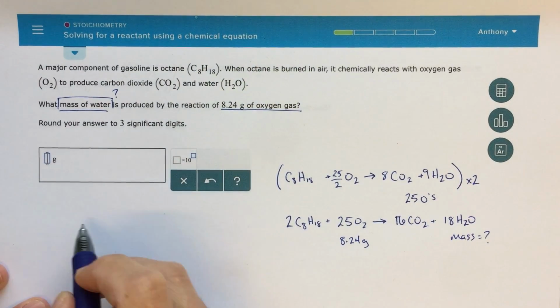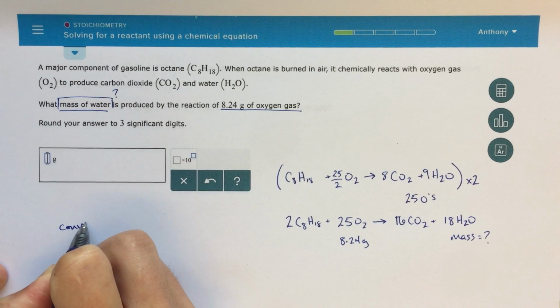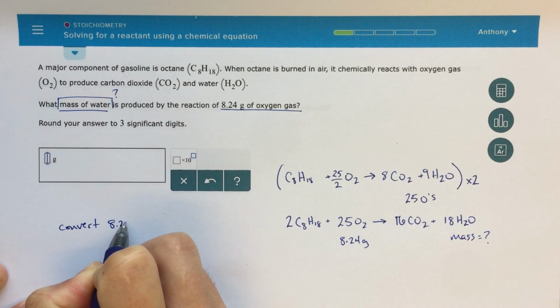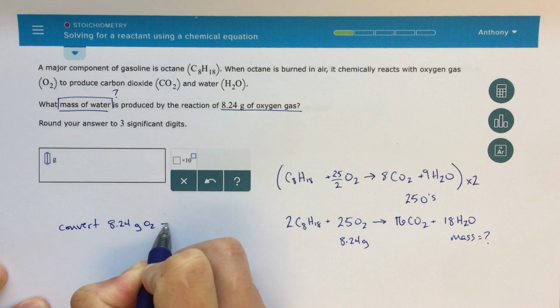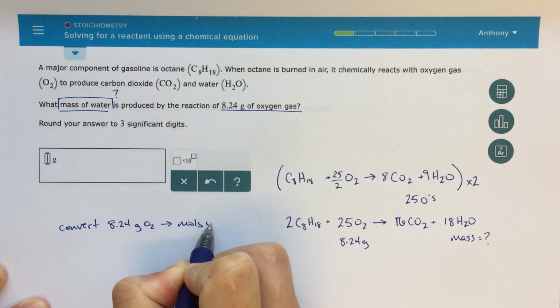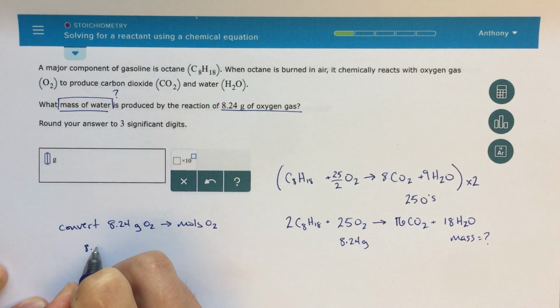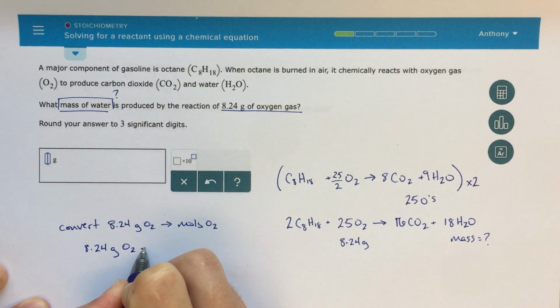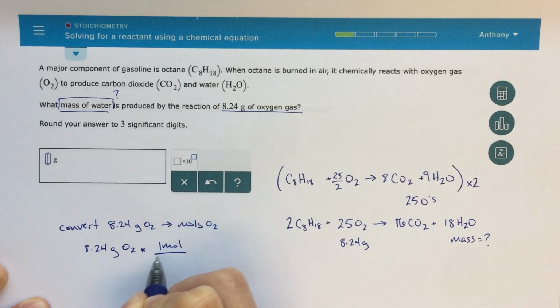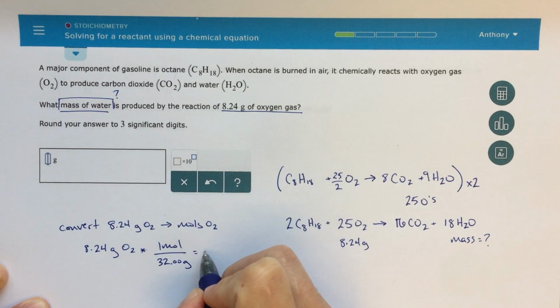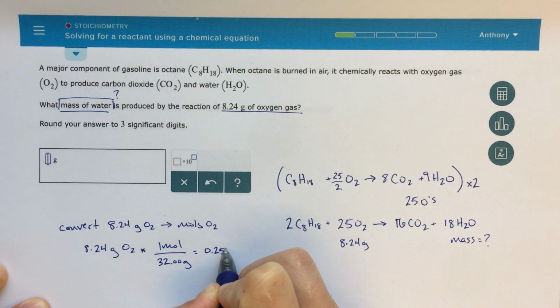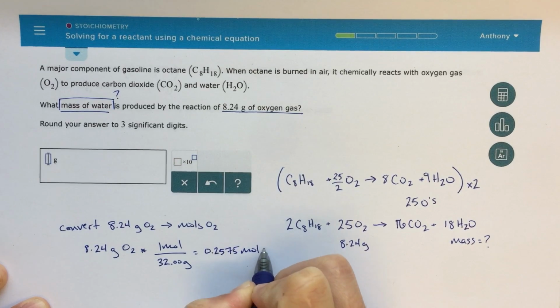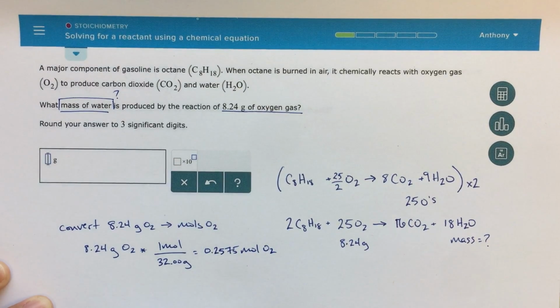But before I can use that ratio, I need to be in terms of moles. So going over here, I'm going to convert 8.24 grams of O2 into moles of O2. The way that I would do that is by using the molar mass of oxygen, so 8.24 grams O2 times 1 mole. Since it's O2, this should be 32.00 grams, and that's going to give me a value of 0.2575 moles of O2.